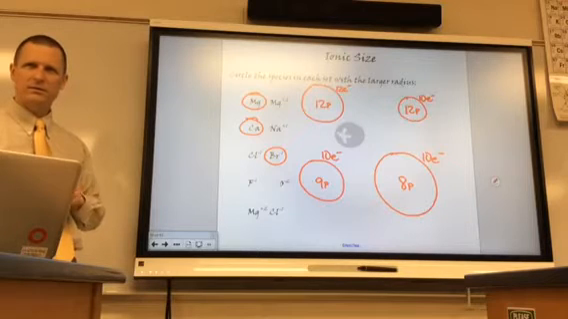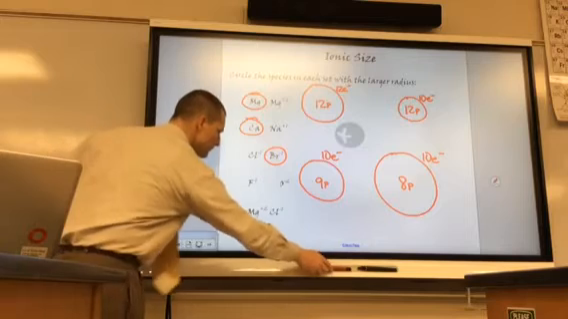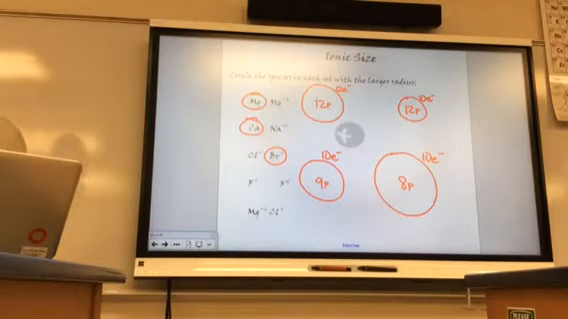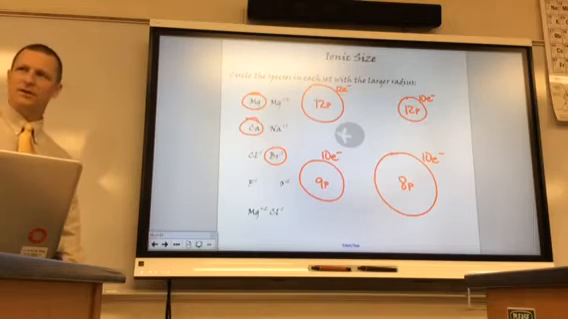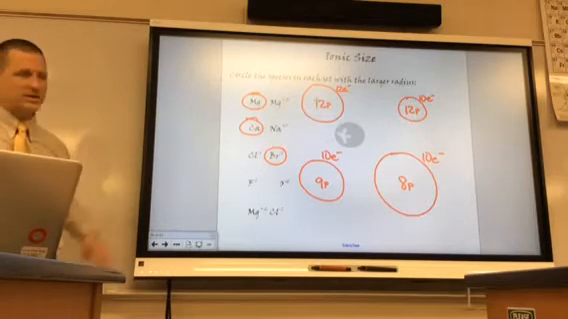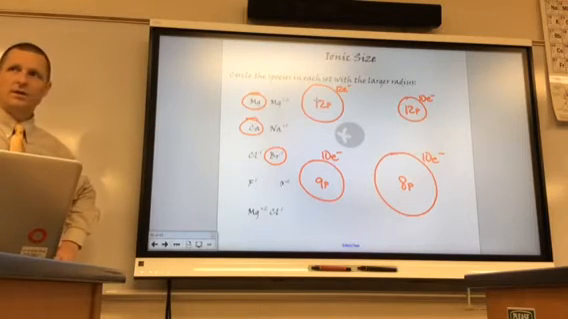Are we okay with that? Magnesium ion, chloride ion. They're in the same row. Magnesium's on the left and chloride's on the right. If they're neutral, magnesium is much bigger because they get smaller as we go to the right. What about if they form ions, though?